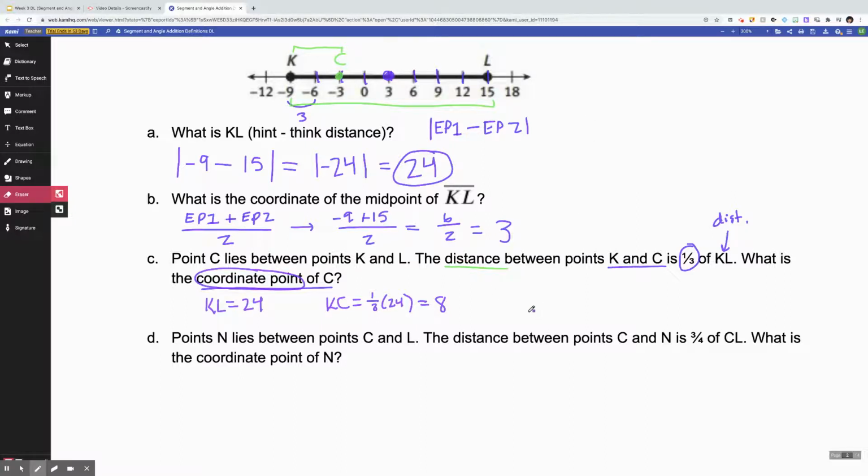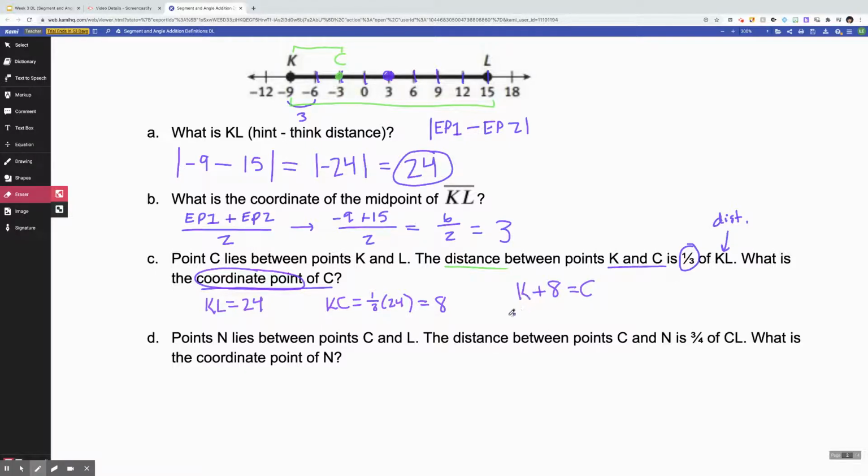So what we have to do is start at point K, and I want to count 8 spaces, or a distance of 8 from point K. So K, oops, sorry, drew that wrong. Okay, so I need to do point K plus 8. That'll give me point C.